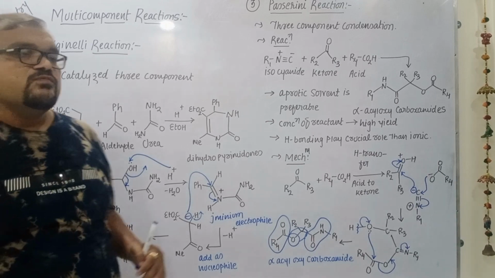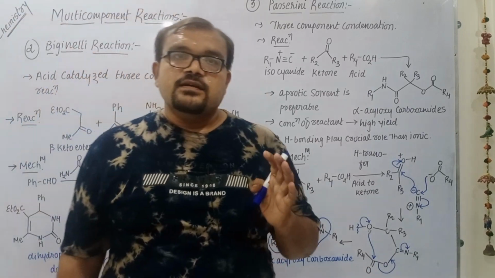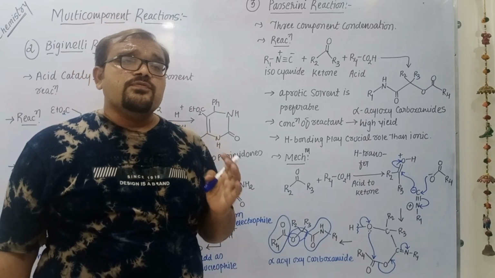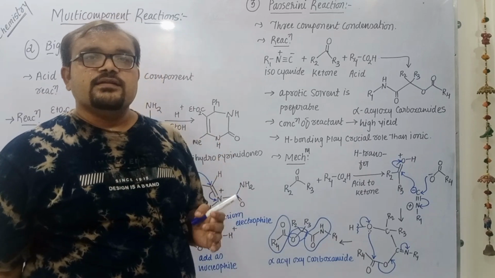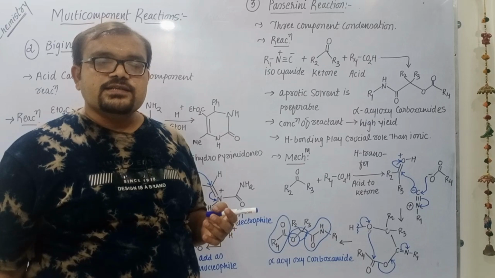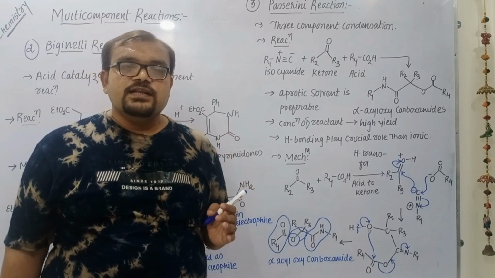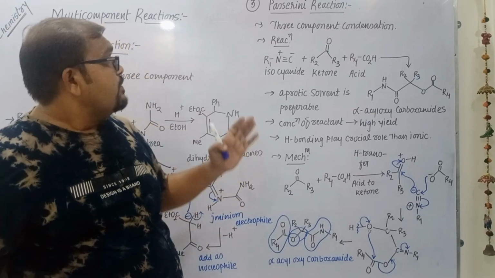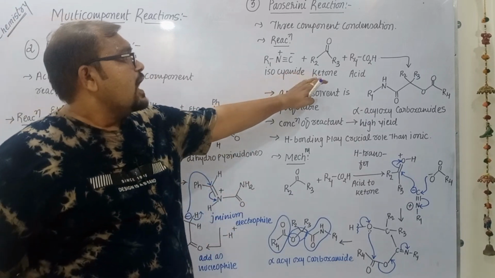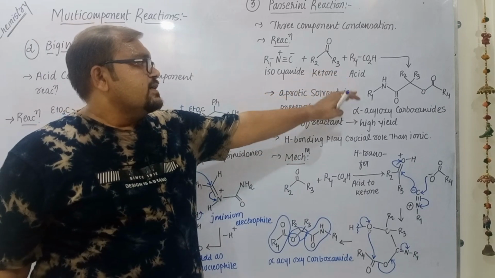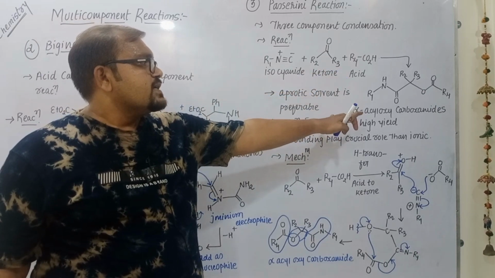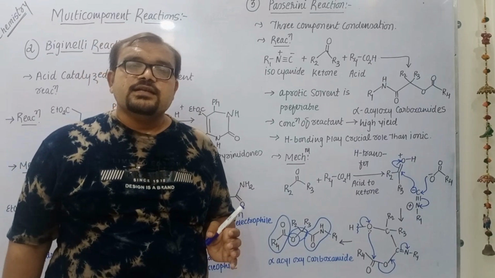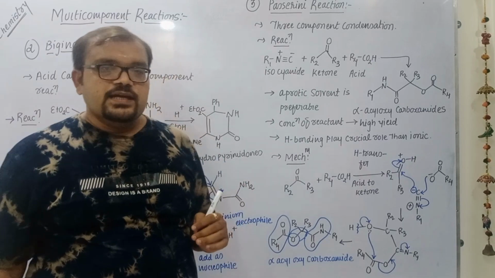Now the next important reaction is the Passerini reaction. So first of all, we should know what the Passerini reaction is, right? The Passerini reaction is a 3-component condensation of isocyanide, carbonyl compound and acid to give alpha acyloxy carboxamide as a product. Then such a reaction is known as the Passerini reaction.